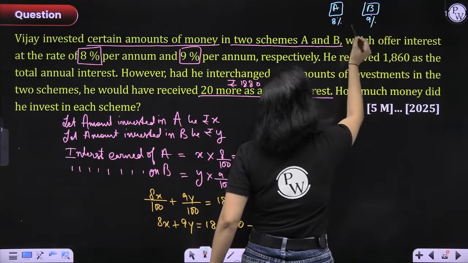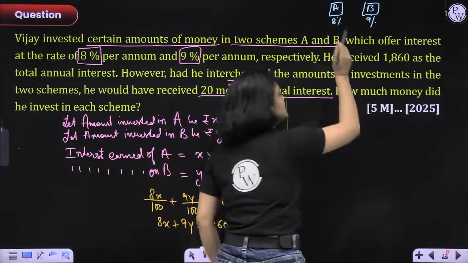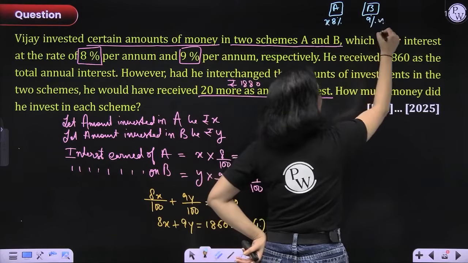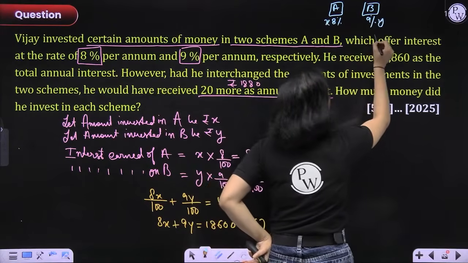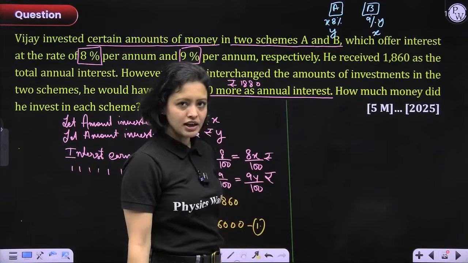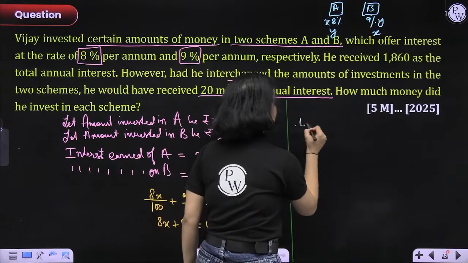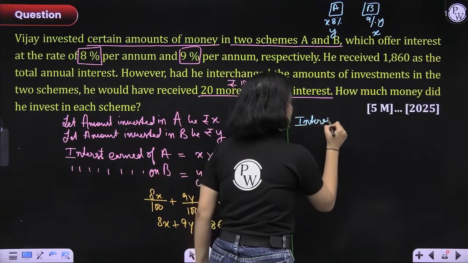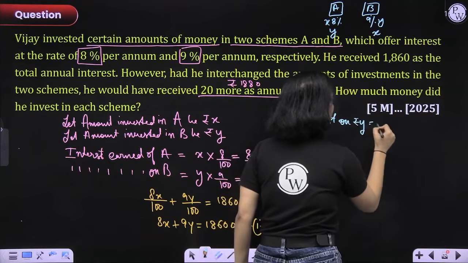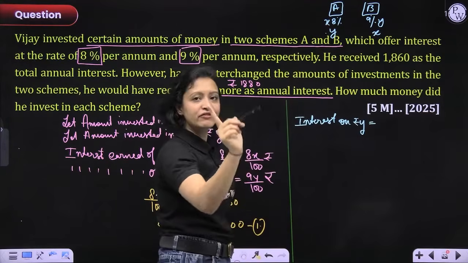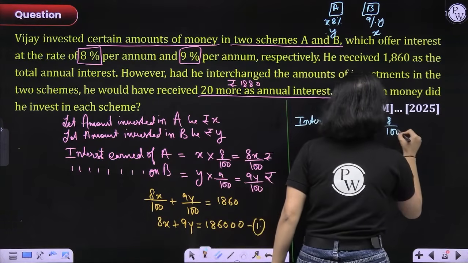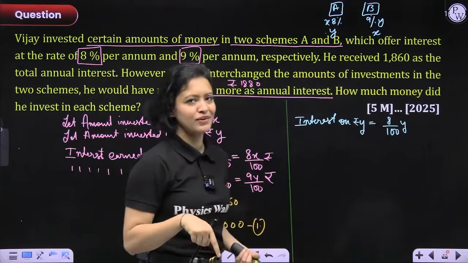Okay? Now they are saying that the money is getting exchanged. So previously X amount was in A, and in B we had Y amount. Now X amount is going to B and Y amount is going to A. Understood? So interest, I'll directly write, interest on Y rupees would be what? So it has gone to the first scheme. In the first scheme, the interest was 8%, right? So 8 by 100 Y. Remember percentage, that's why we are dividing by 100.